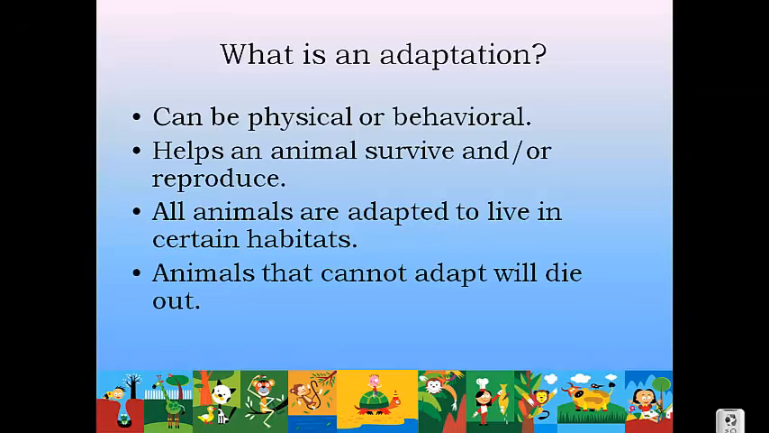If a species cannot adapt to its environment, or if a species' environment changes so drastically and so quickly that it cannot adapt, that animal or that species will end up dying out in that environment. It will not be able to survive.